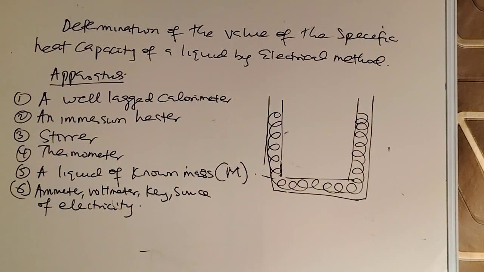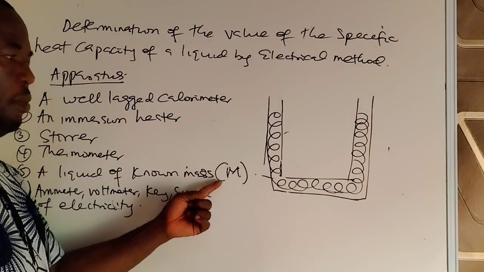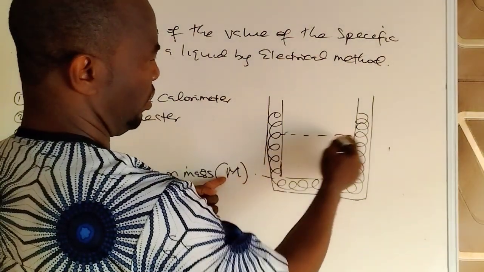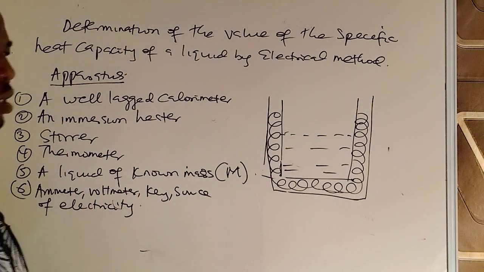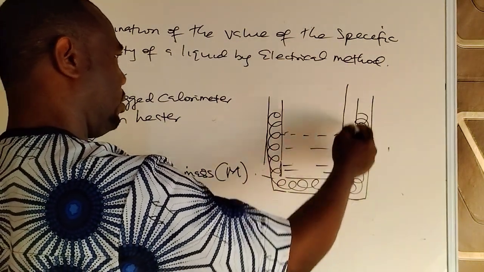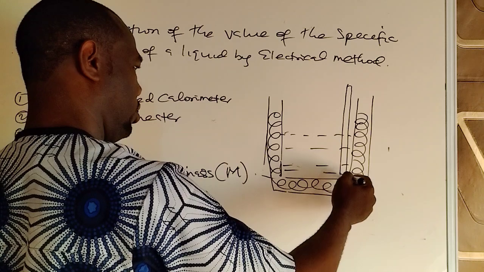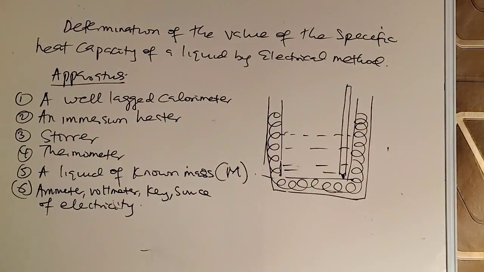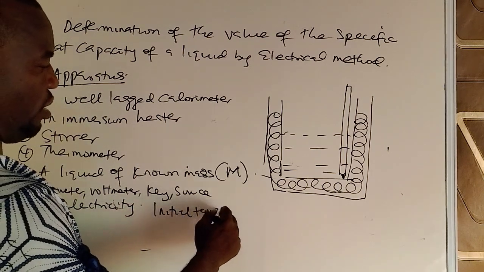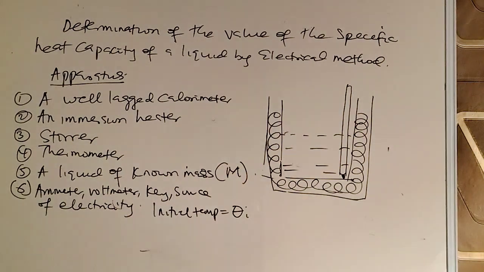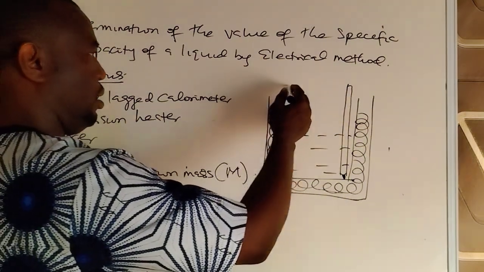Then, having done that, we get a liquid that we want to use, whose mass has been determined, and pour it into the calorimeter. The mass has already been pre-weighed for the experiment. Having done that, we now insert our thermometer to determine the initial temperature. Let the initial temperature be theta 1, the initial temperature of the liquid. After we have done that, we now immerse the heater into it. So the immersion heater is deep inside this.